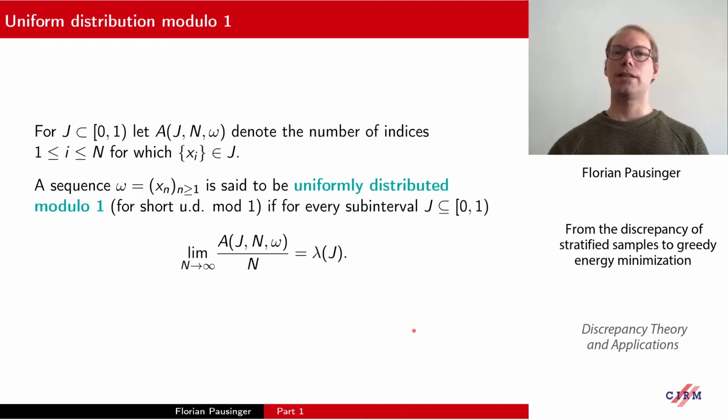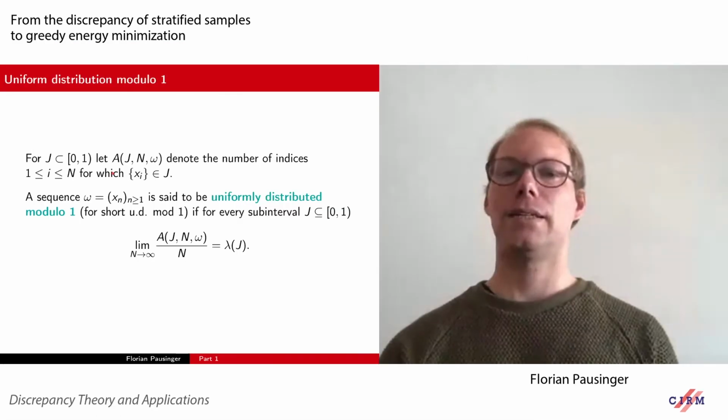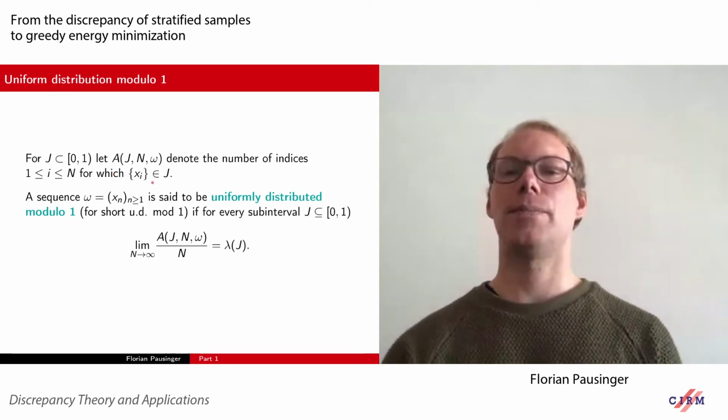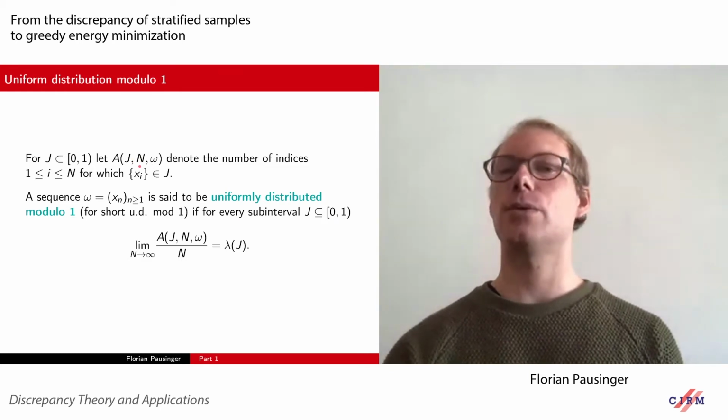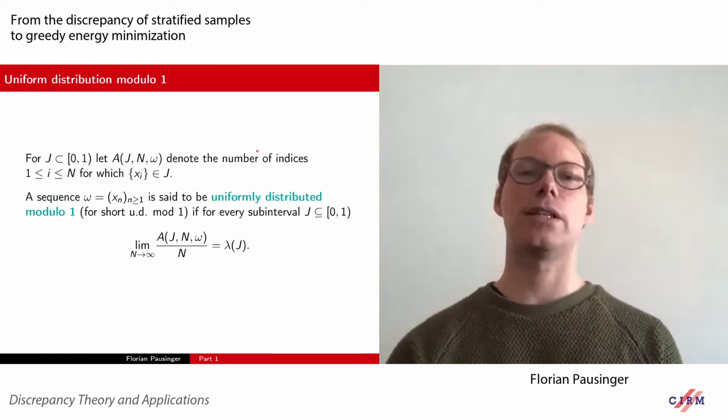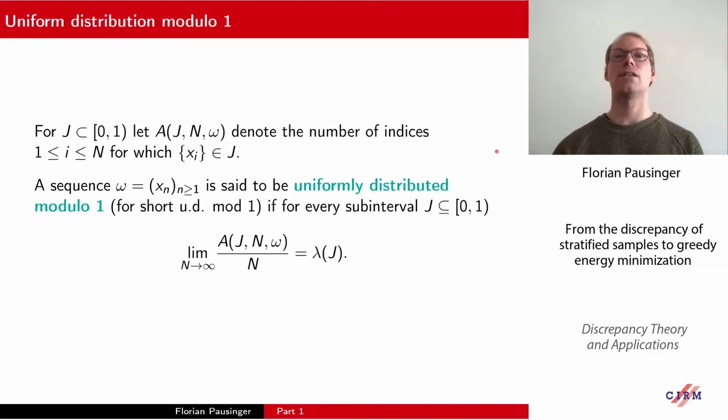So to make the concepts more formal, we can define a counting function. We are working in the one-dimensional unit interval for the moment. Let capital J denote a subset of the unit interval, and capital A counts, for an infinite sequence omega, the number of the first elements of this sequence omega that lie in the interval J. So it's the number of indices for which x_i is in J.